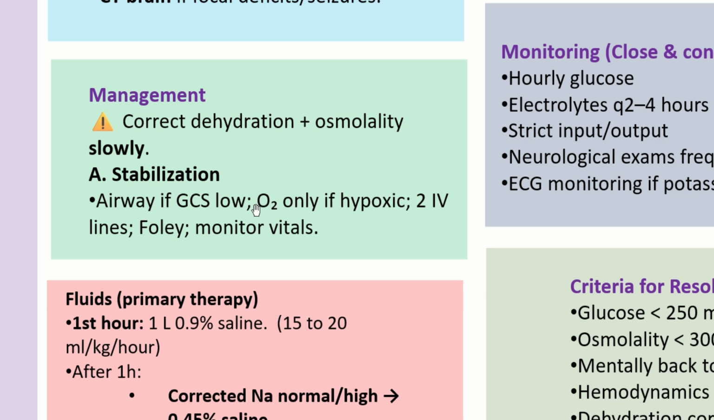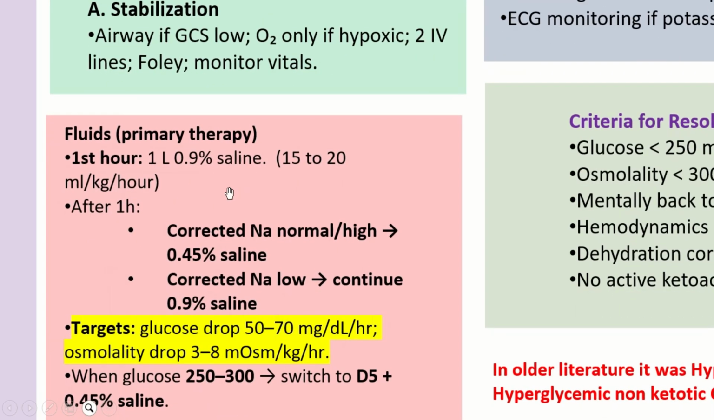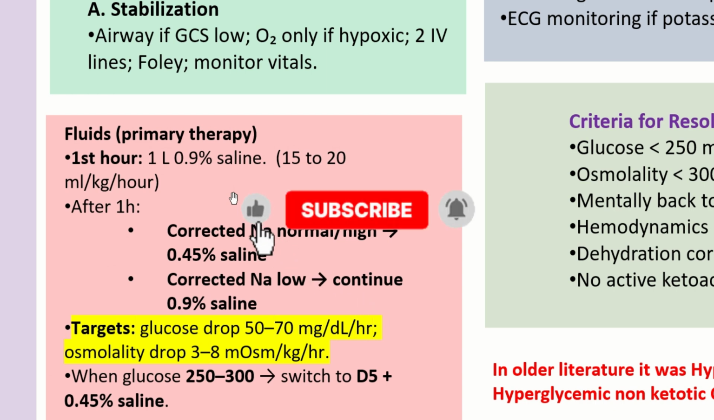So you want to stabilize the patient. It's important to remember coma is one of the presentations of this condition. You want to protect the airway if the patient cannot. You want to give oxygen if they are hypoxic, and you want to have 2 IV lines in. You want to have a Foley catheter in to monitor the urine output, and also monitor the vitals. When it comes to fluid therapy, which is the cornerstone of management of HHS, in the first 1 hour you want to give at least 1 liter of normal saline. That is 15 to 20 ml per kg per hour, which should be given within 1 hour. That is approximately 1 to 1.5 liters in an average person.